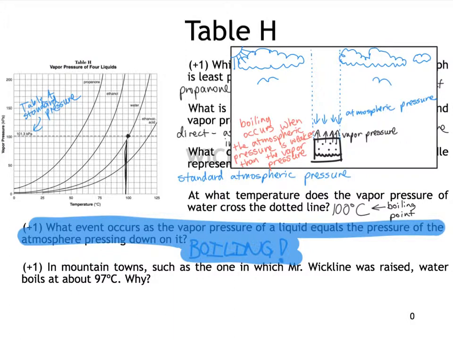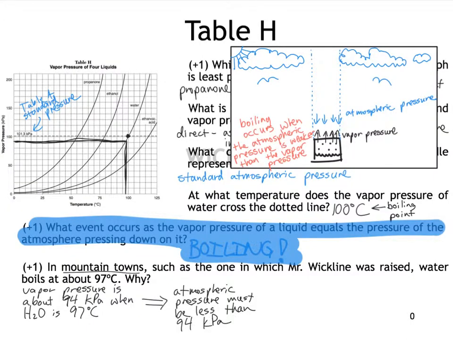So I'll go all the way over on the x-axis, and I may be just a little bit off, but it looks like the vapor pressure is around, I don't know, maybe 93 or 94 kilopascals. And we know that water will only boil when the vapor pressure is larger than the atmospheric pressure. So I know that the atmospheric pressure in this mountain town must be less than 94 kilopascals. That would only be possible if there's less atmosphere to produce less atmospheric pressure.